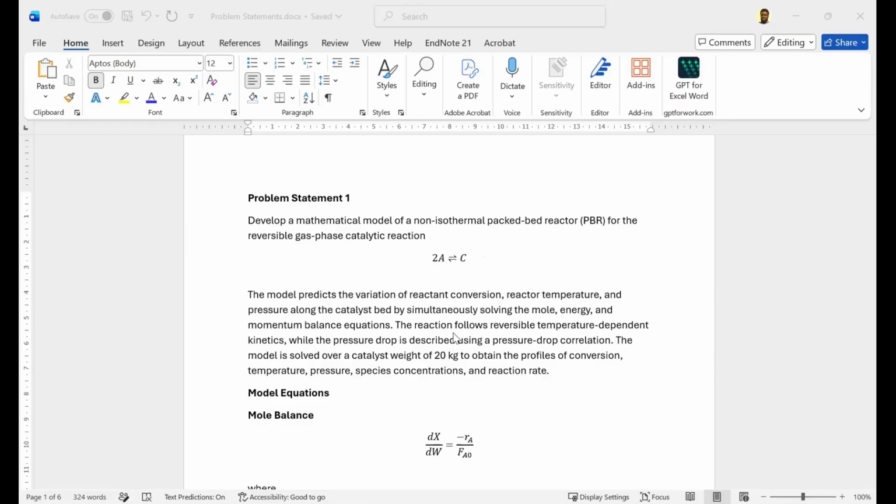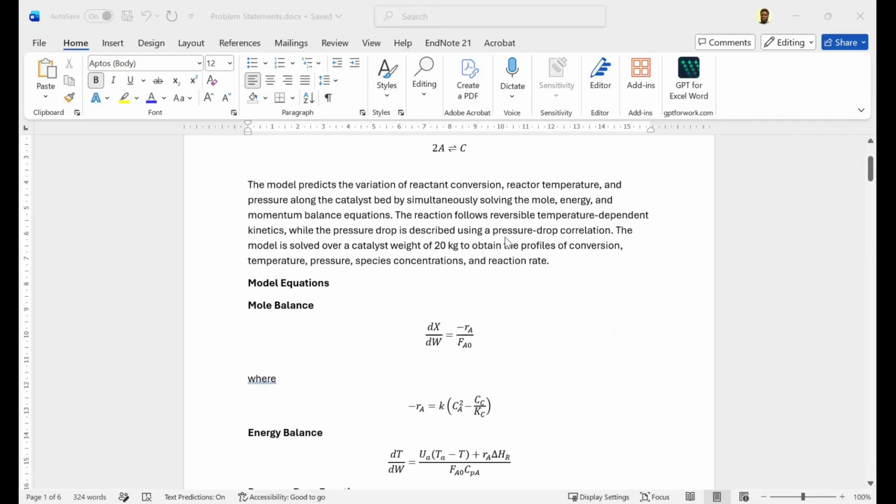So the model predicts the variation of reactant conversion, reactor temperature, and pressure along the catalyst bed, by solving the equations: the mole balance, the energy balance, the momentum balance equation, all the relevant equations for a packed bed reactor. So we have them. So we want to solve this over a catalyst weight of 20 kilograms.